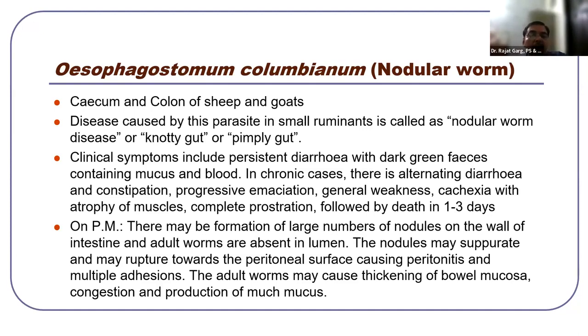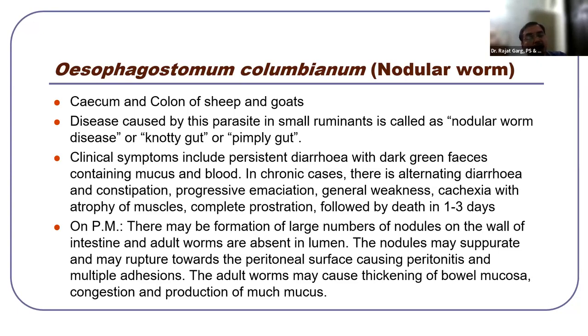The clinical symptoms include persistent diarrhea with dark green feces. The feces are dark green in color, and the diarrhea is persistent and contains a lot of mucus and blood. Other clinical signs are alternating diarrhea and constipation, emaciation, general weakness, atrophy of muscles, and finally complete prostration, and death may occur in some cases very quickly, even within 1 to 3 days.